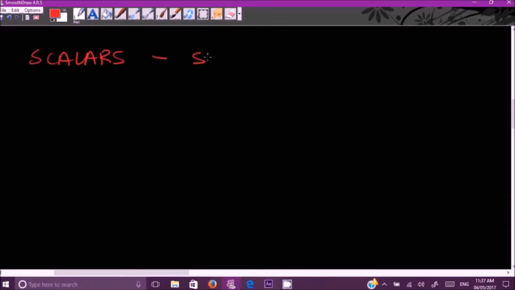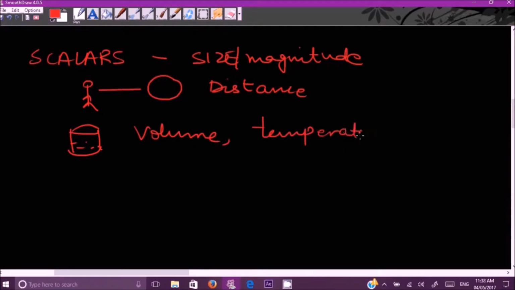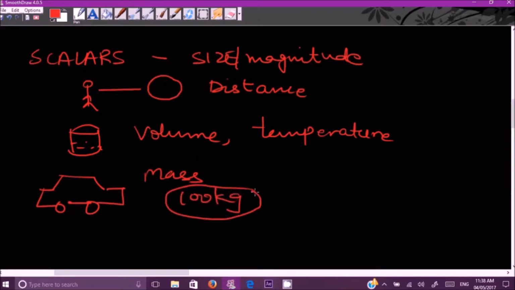Scalars are the quantities that only have a size or magnitude. They tell us how much of something there is. Suppose this is you. Here is your playground. You travel this much distance to reach your playground. This distance is a scalar. There is a glass that contains your juice. Volume of the juice, temperature of the juice, all these are scalars. Mass. Suppose there is a car that weighs 100 kg. This 100 kg is a scalar.